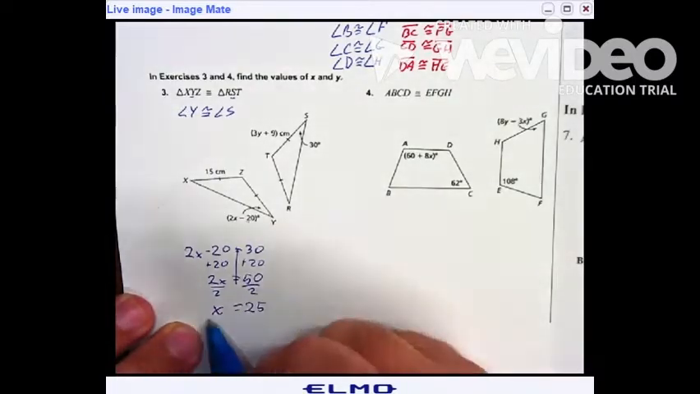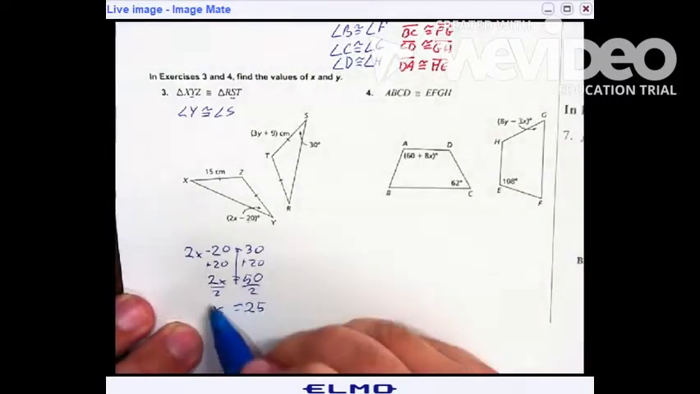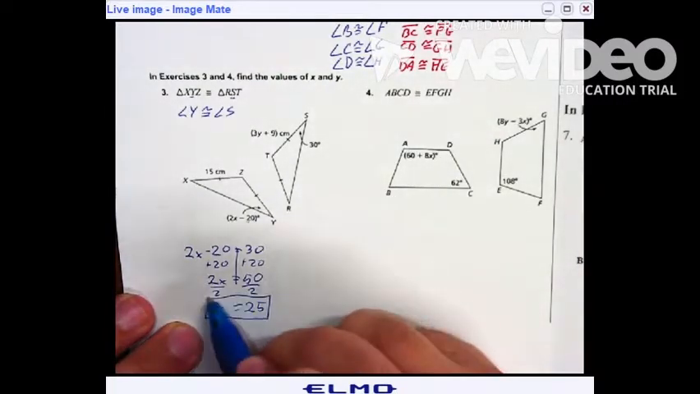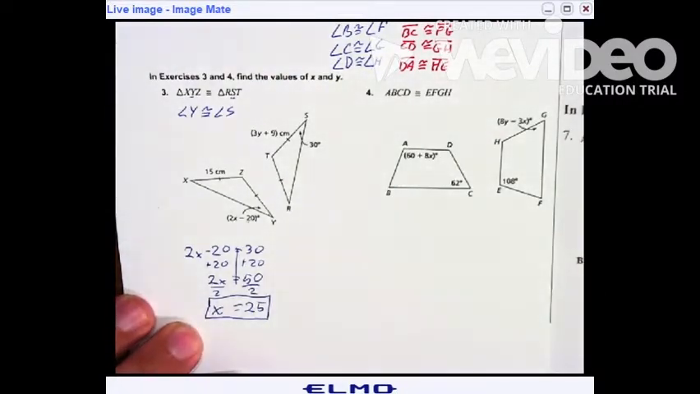All right, so that's all I want to say, just x. Well, and y, but I don't have to do anything with the x. I don't have to plug it back in or anything. All right, so there is x.